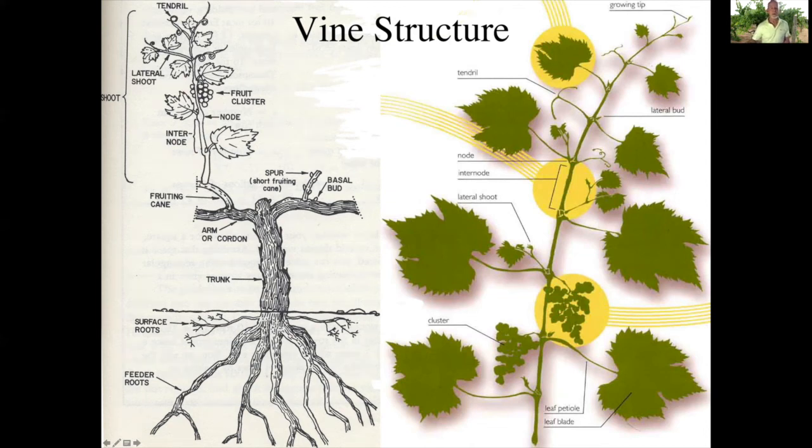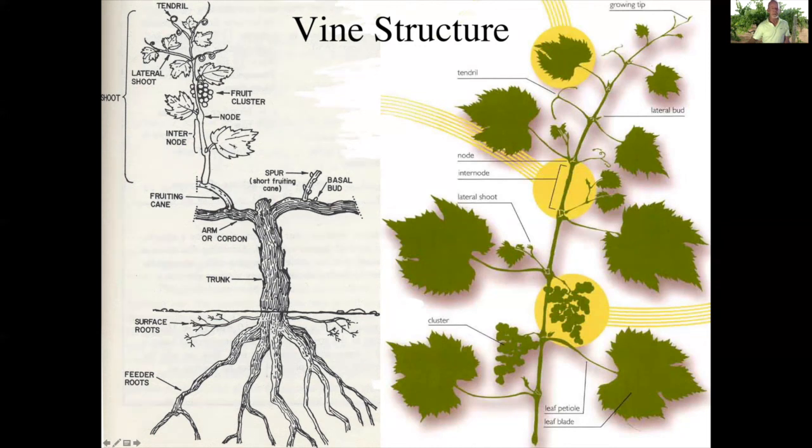Off of that trunk, depending on how the vine is pruned, we have an arm or a cordon. And off of that, we would have a shoot coming off of some sort of fruiting cane or a spur. So there's a cane system versus a spur system. We'll talk more about that when we talk about trellis design. And these have been pruned, obviously. This is what the shoot will look like during the season.